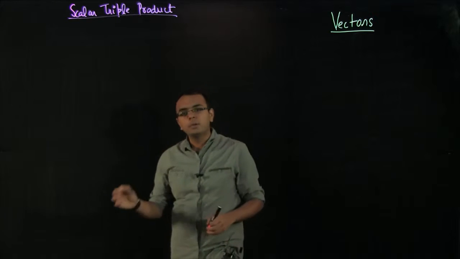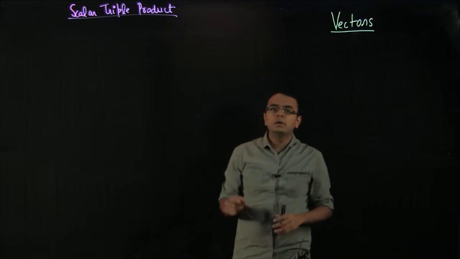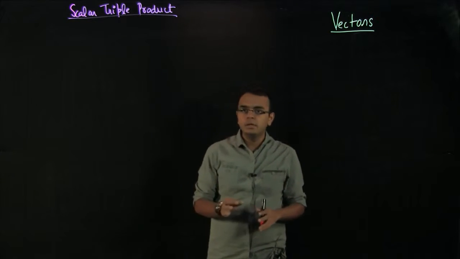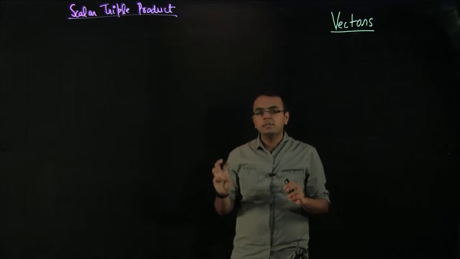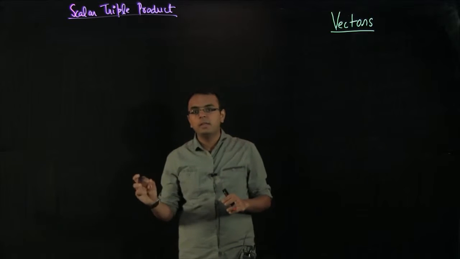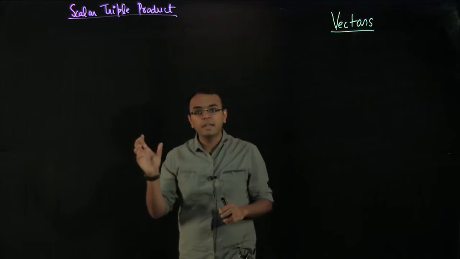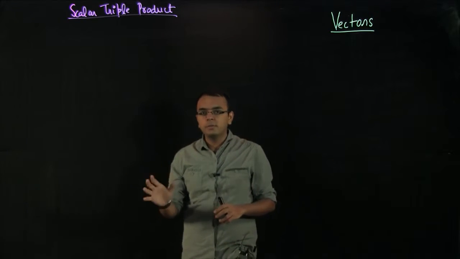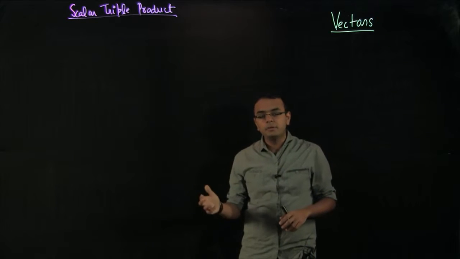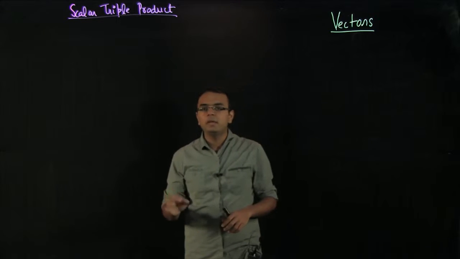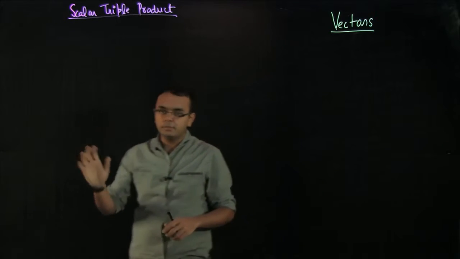Till now we have done dot product, which was A dot B. Then we have done cross product, which was A cross B. Now this is called a scalar triple product. The name suggests triple means there are three quantities: vector A, vector B, vector C, and it is a scalar product. Like dot product was a scalar product, similarly this is also a scalar product, but it is a scalar triple product. So there will be three vector quantities A, B and C, and the output would be a scalar.